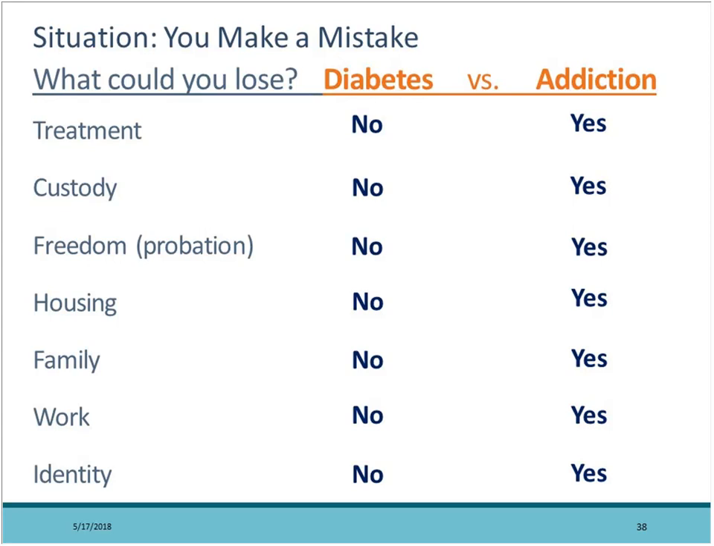Whereas with someone with addiction, when their chronic disease manifests again, or when they have a recurrence, they potentially lose access to treatment itself, lose custody of their children, lose their freedom if they're on probation, their housing, family, their employment, and in fact their identity, especially if they're tied into a 12-step type program where sobriety is so valued. So we have a lot of work to do in terms of framing addiction as a chronic disease, which are words we use now, but our systems don't reflect that understanding.